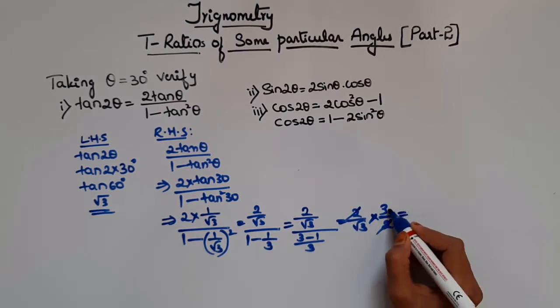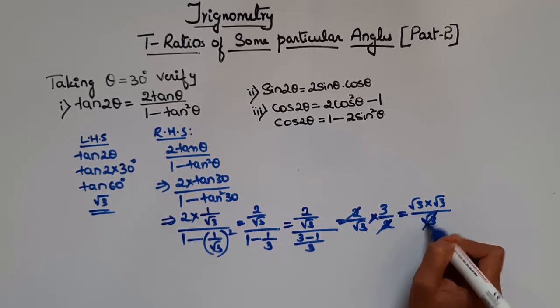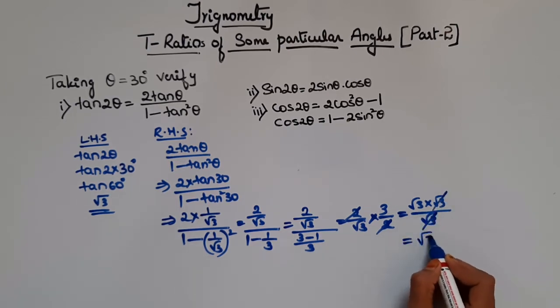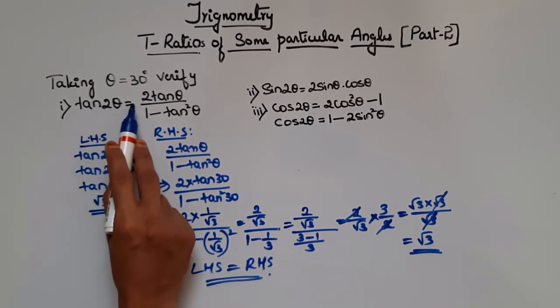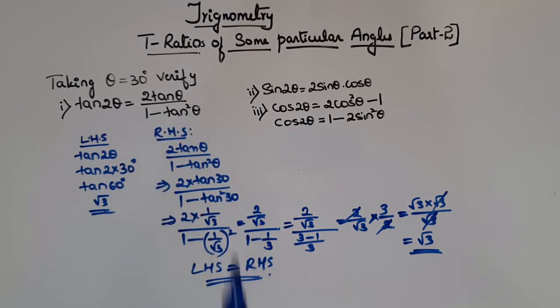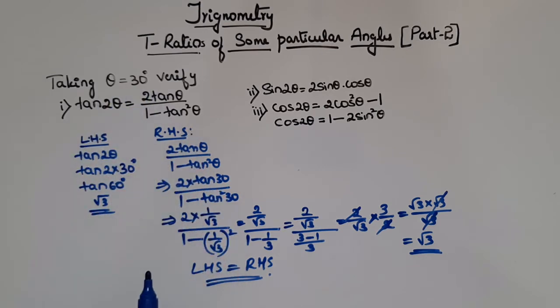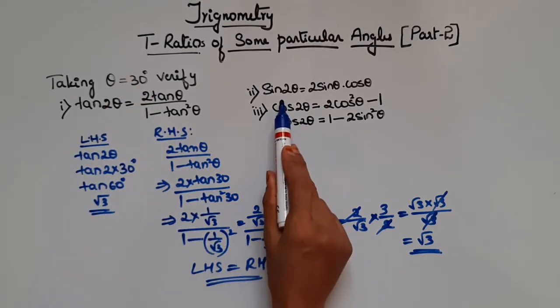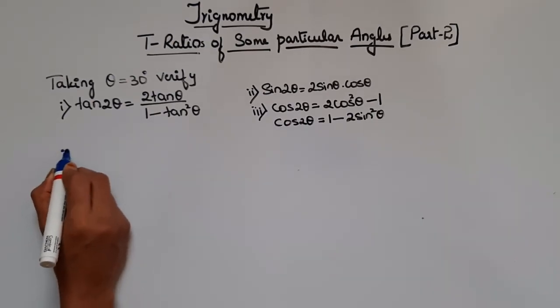Here 3 can be written as root 3 into root 3 by root 3, right? So root 3 will get cancelled. We are left with root 3. So our LHS is equal to RHS, right? Hence it is verified that tan 2 theta is equal to 2 tan theta by 1 minus tan square theta. So it's important to remember this relation, which will be applicable while solving the problem. Alright, now let's see the second relation. Let me erase this. Alright, let me do the solution here.